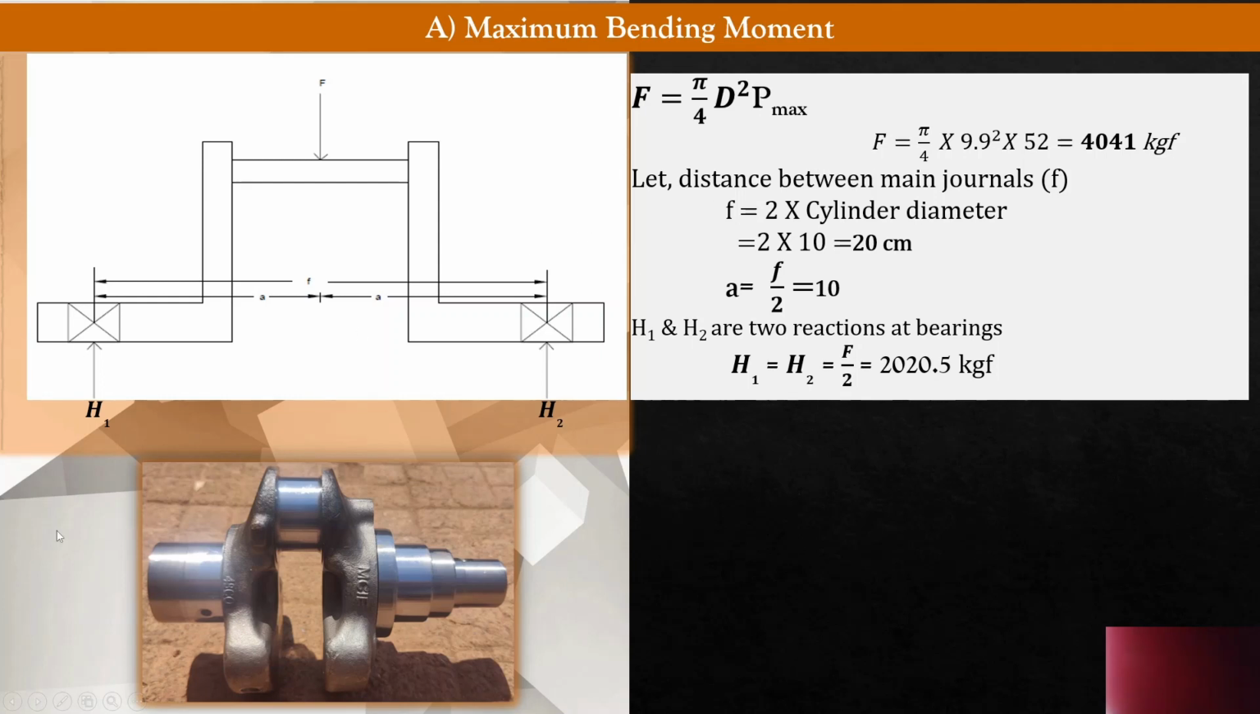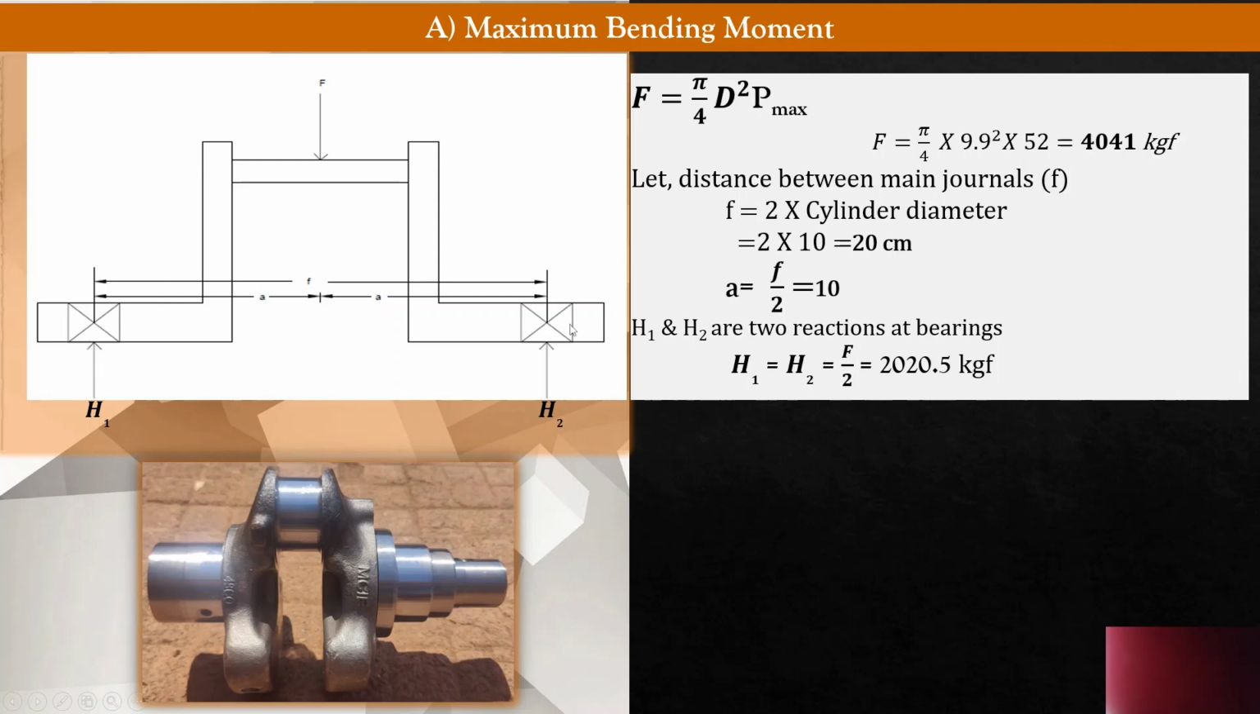So that is capital F, and small f in the figure is the distance between two journals. So small f equal to twice into a, that is 2a, that means a equal to small f by 2. So f is calculated as 2 into cylinder diameter. Cylinder diameter is 100 millimeter, so it will be 2 into 10 centimeter, that is 20 centimeter, and small a is small f by 2, it is 10 centimeter.